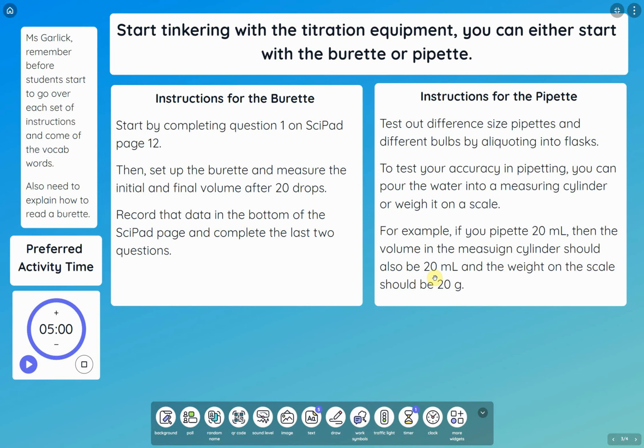Cool. So those are the two things. I'm happy if you want to start with the burette or start with the pipette. It's honestly up to you. Everything is just water, it's just for you guys to get used to things. I'll come around and help as you go. All right, time is yours. Have a tinker.